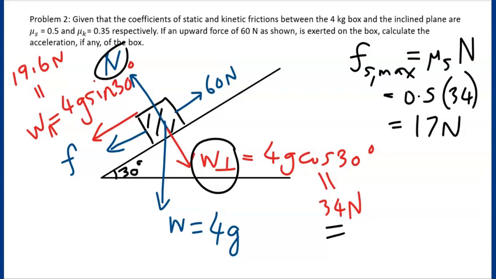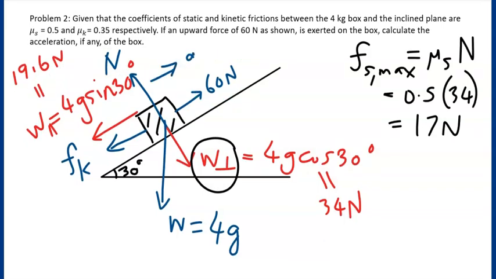Why are we doing this? Well, just to check if there will be motion up the plane. You see, the maximum static friction is 17. The component of weight that is pulling the box down is 19.6. When you sum the 17 and 19.6, it is still less than 60 newtons. So that means, in this case, the box will move up the plane with some acceleration. So the friction that acts on this body must be kinetic friction, because we have shown the object to move, namely up the plane. So let's label the acceleration to be in an upward direction.